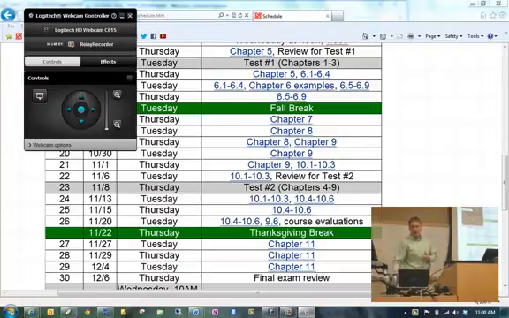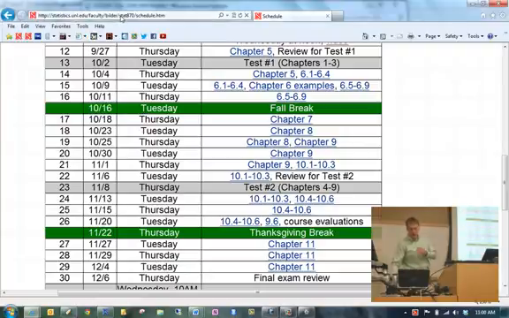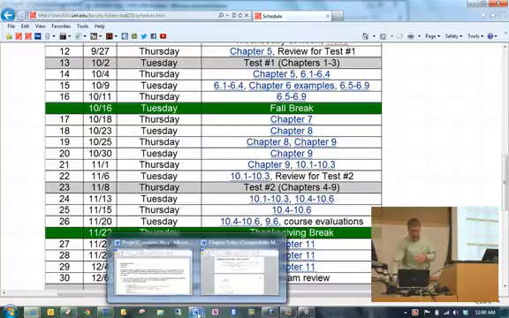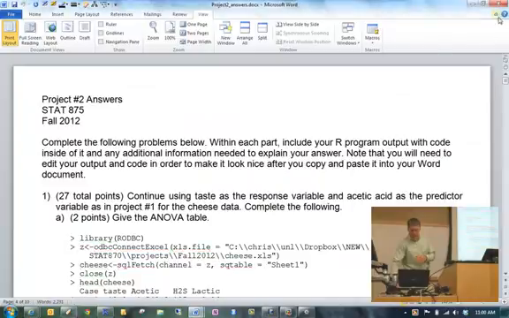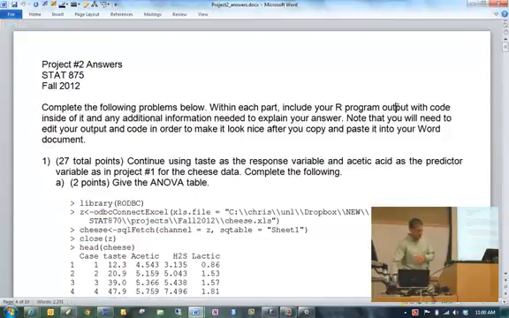Okay, let's talk a little bit about project number 2. There's a few things that I want to bring up. First of all, overall the grades were good, but there were a few comments I wanted to make regarding project number 2. First of all, this is number 1D.